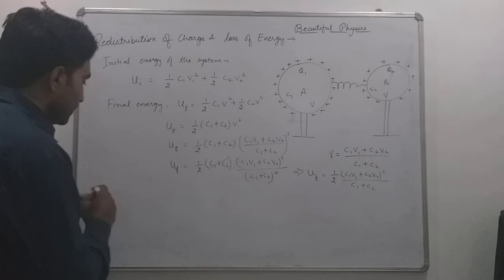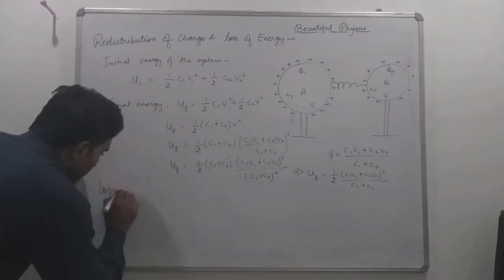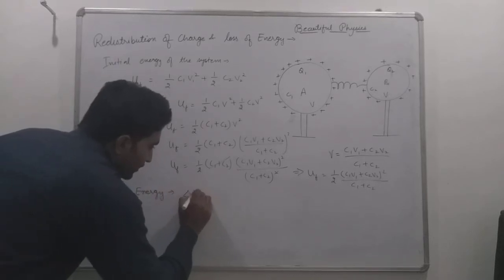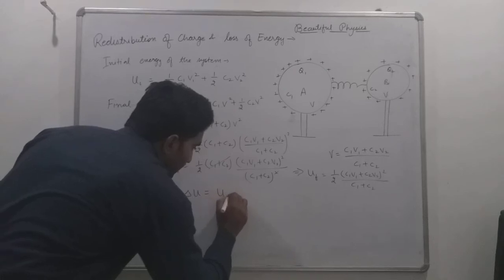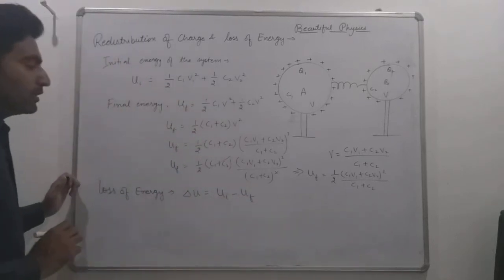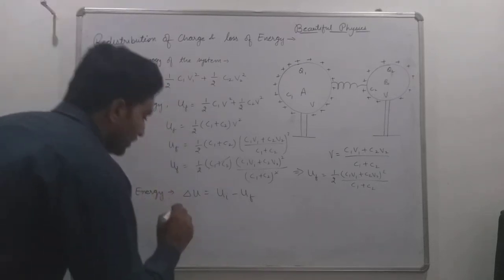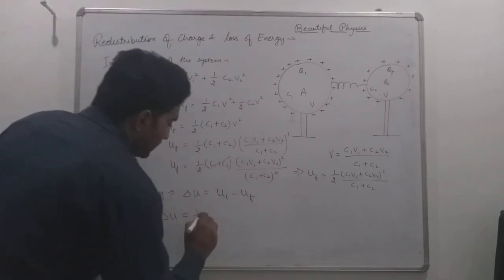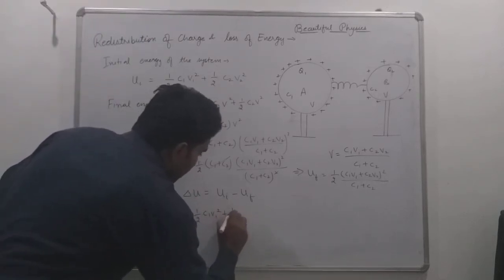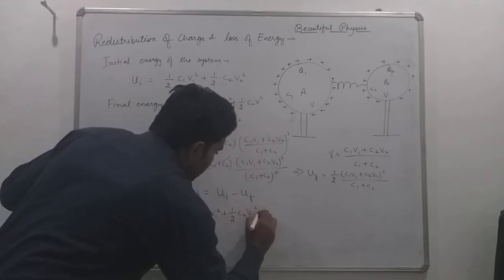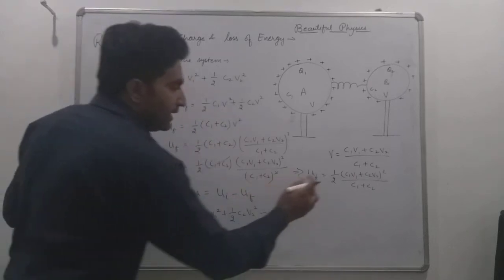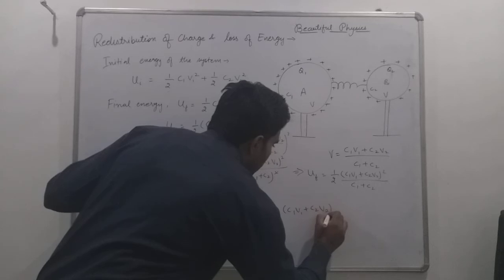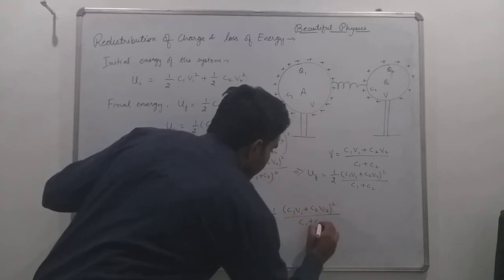So loss of energy will be equal to delta U, and it will be equal to initial energy minus final energy. Okay, the initial energy is half of C1 V1 square plus half of C2 V2 square, and in place of final energy we can write half of (C1 V1 plus C2 V2) whole square divided by C1 plus C2.